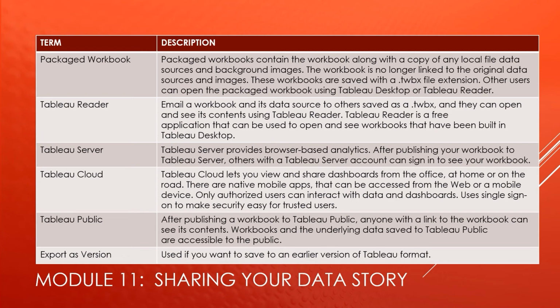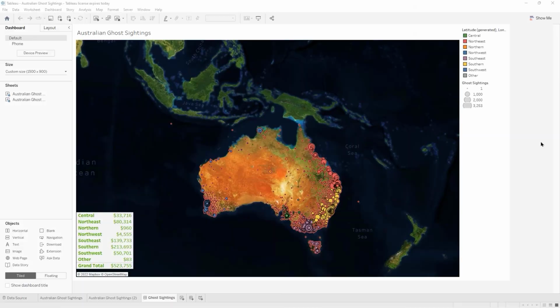Lastly, you'll see a term on the File menu, Export as Version. You use that if you want to save your workbook to an earlier version of the Tableau format. There are a couple of ways that you can present your data story.